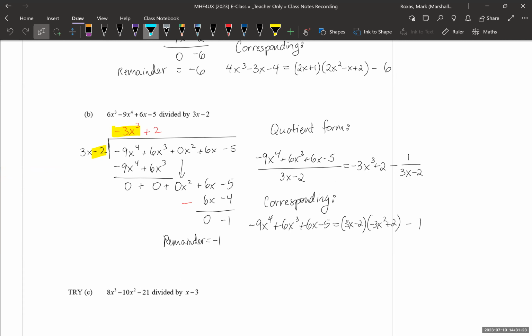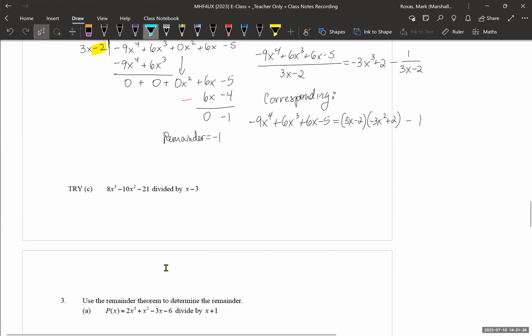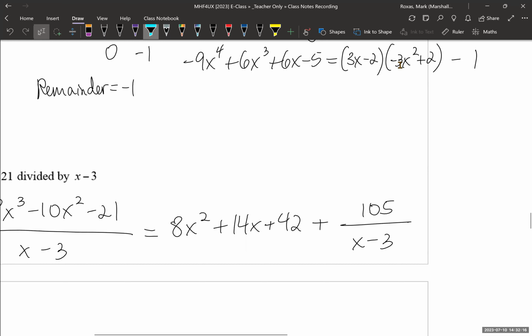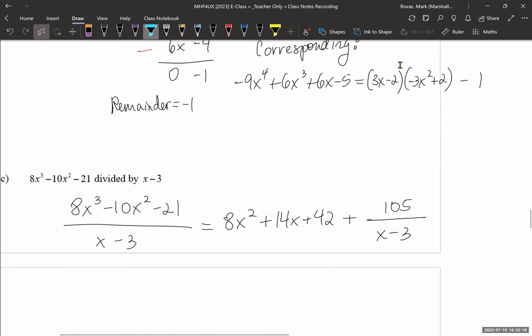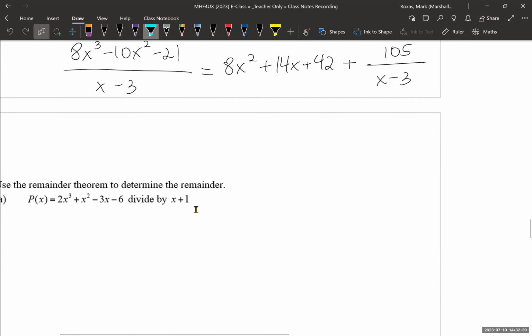Now, there is one question for you to try there, so I suggest you pause the video and come back, and we'll have the answer for you to check. All right, and so here is the answer. I'm just going to leave it in quotient form. If you get it right in quotient form, you probably got the corresponding form as well. So the quotient is 8x squared plus 14x plus 42 with a remainder of 105 over x minus 3. And remember your restrictions, x cannot be 3. Okay. Let's look at another example.